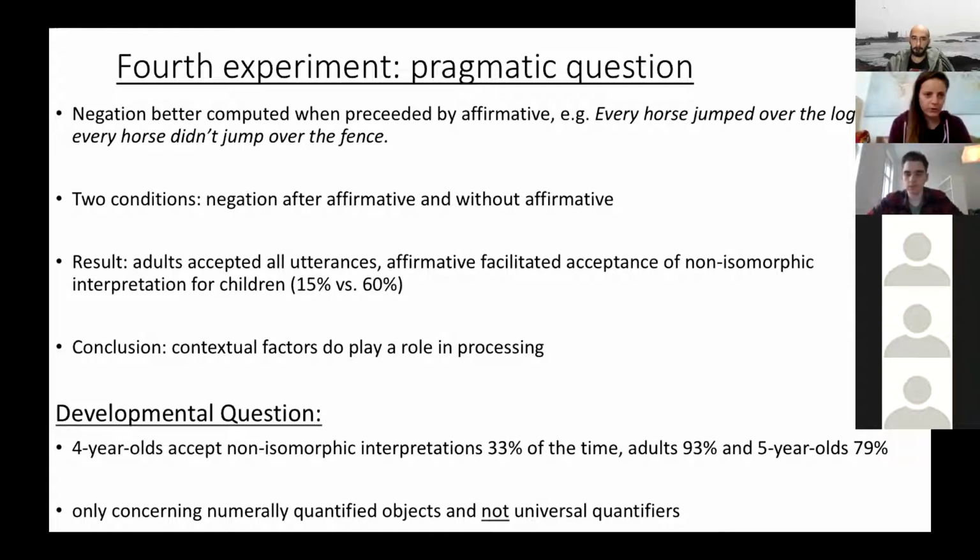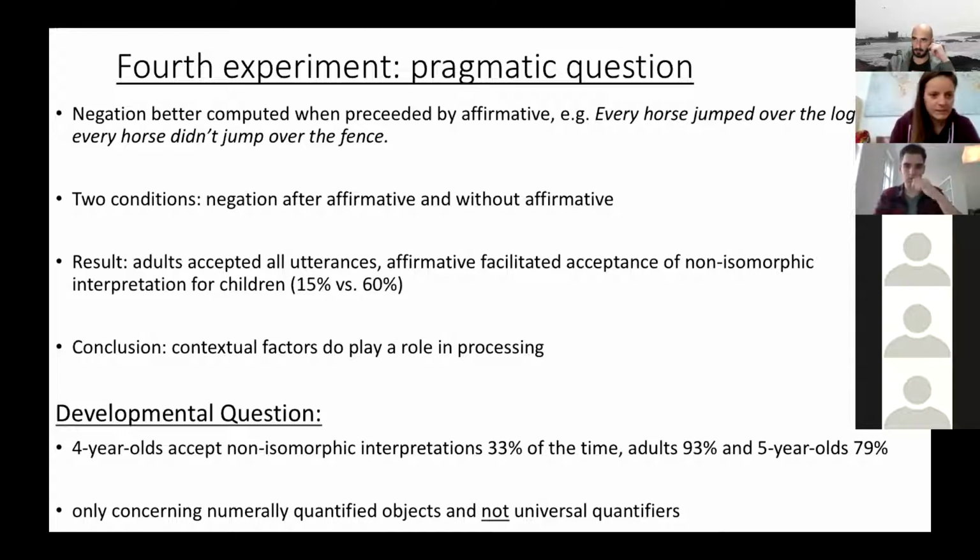So in the first group where they didn't have an affirmative, it was 15% acceptance. And in the test group where they had an affirmative before, it was 60% acceptance. So that's quite a big difference. And in conclusion, we can say that the contextual factors play a role in the processing. To what extent is unclear, as this is a small test group, so you cannot really make that assumption, but there is a facilitation.